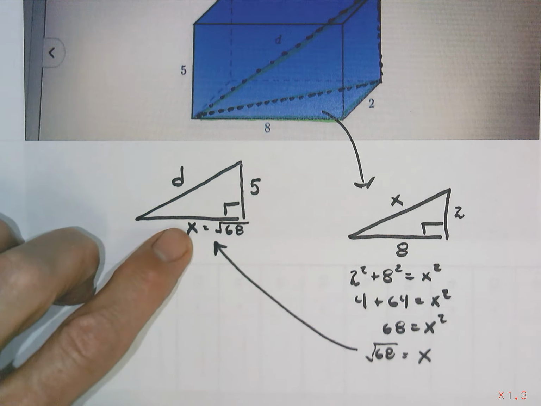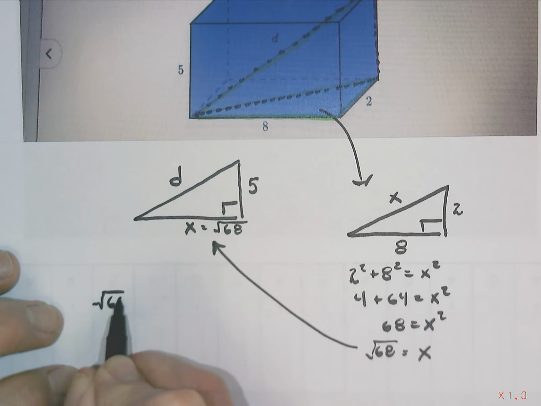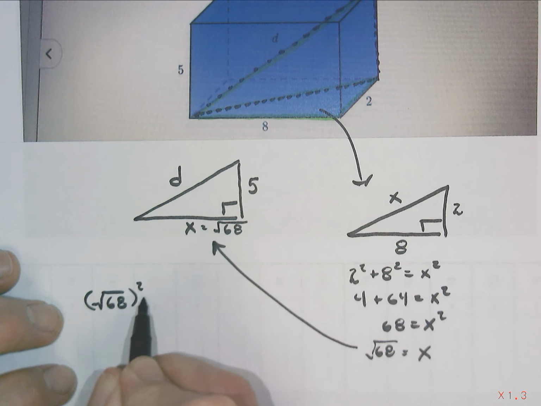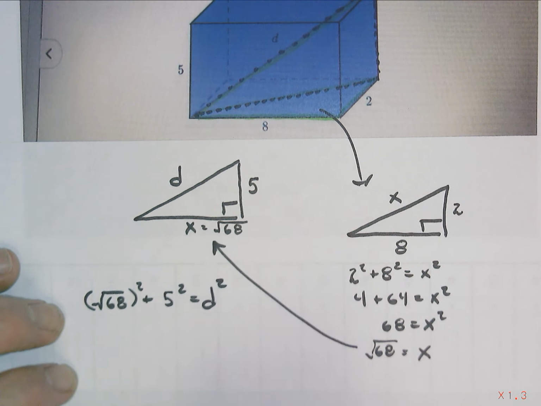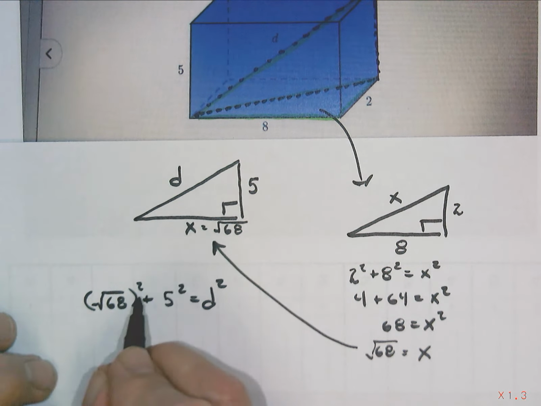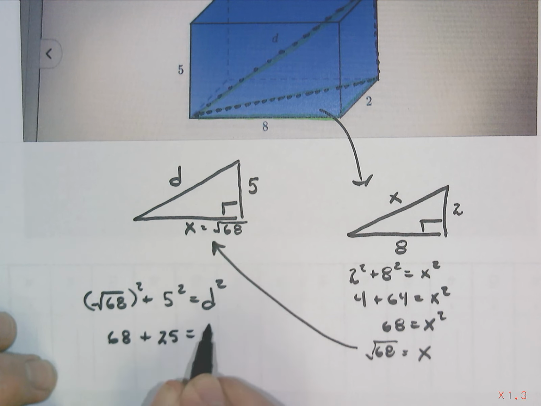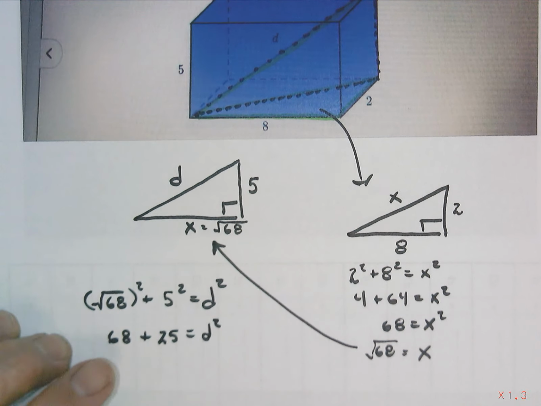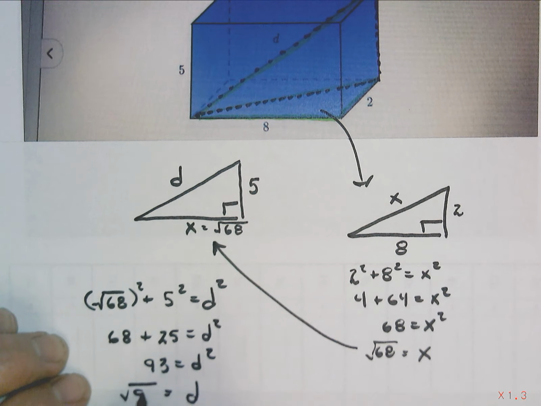Now I can use leg squared plus leg squared equals hypotenuse squared. So I can do square root of 68 squared plus 5 squared equals D squared. Square root of 68 squared is 68. 5 squared is 25, equals D squared. It looks like I have 68, 25, 78, 88. Looks like I have 93 equals D squared. D is going to be equal to the square root of 93.